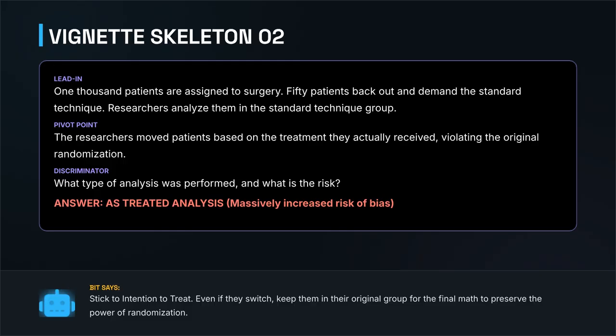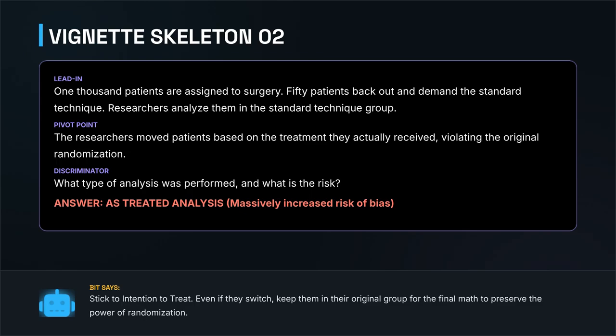The correct answer is as treated analysis, which carries a massively increased risk of selection bias. BIT says stick strictly to intention to treat. Even if they switch, keep them in their original group for the final math to permanently preserve the power of randomization. The board examiners absolutely love this specific scenario.